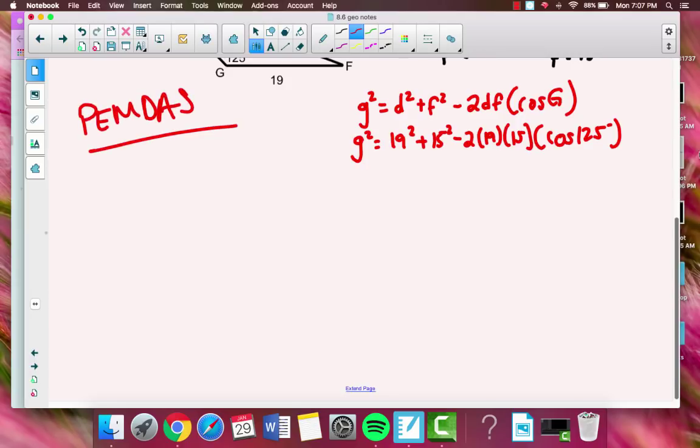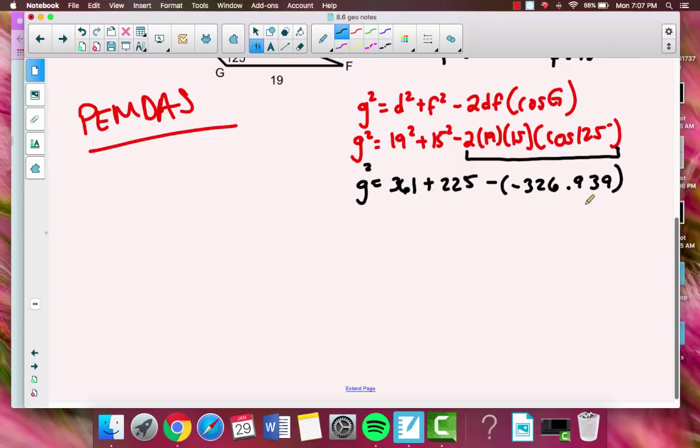Very important. So if I simplify this, 19 squared is 361. So I'm going to get G squared equals 361 plus 15 squared, we get 225. And then minus, now I'm going to multiply all of this together. Very, very important. This is all one big multiplication problem. So I'm going to take 2 times 19 times 15 and then times the cosine of 125. And you can type all of that in your calculator at once and you should get negative 326.939. You want to give yourself a couple decimal places.